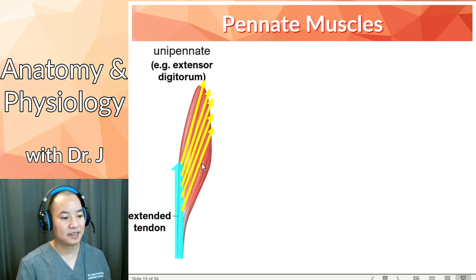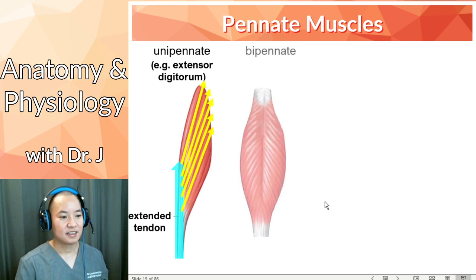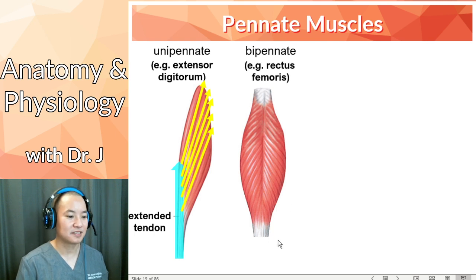So this is a unipennate. Why? Because it has one extended tendon, and all the fascicles are on one side of this tendon. Now there's something called bipennate, and a classic example is the rectus femoris. So what we have here is a central tendon running along the length, but notice that you have all these fascicles on both sides.